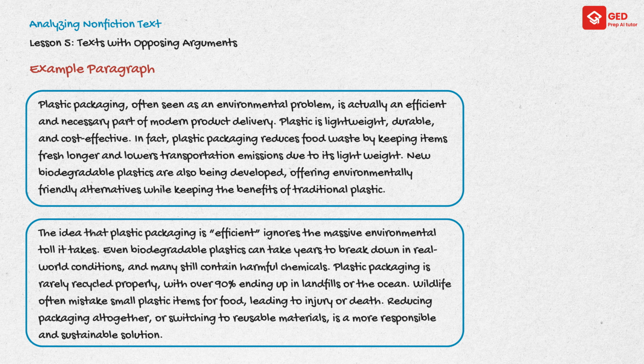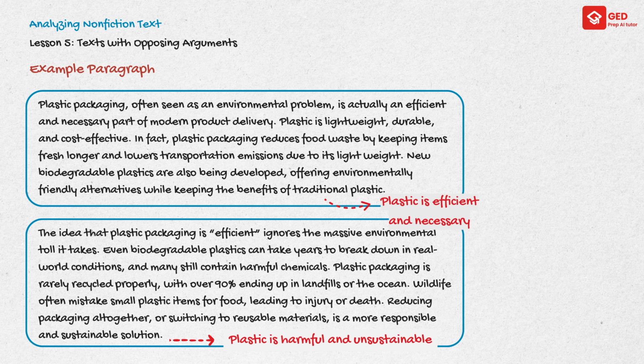Lesson 5. Texts with opposing arguments. In this lesson, the two texts do not simply relate, they directly disagree. First, identify each claim. One writer argues plastic packaging is efficient and necessary. The other argues it is harmful and unsustainable. Next, analyze the evidence. The first focuses on efficiency and innovation. The second focuses on environmental damage and recycling failure.